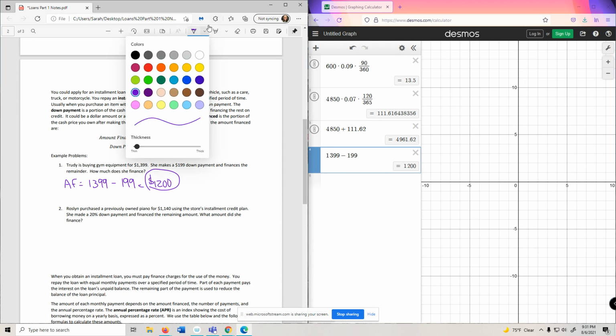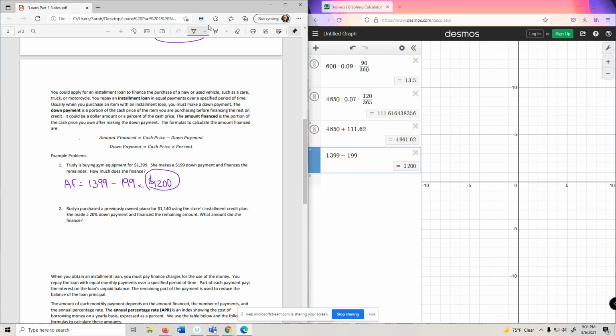Let's try another one. Rosalind purchased a previously owned piano for $1,140 using the store's installment credit plan. She made a 20% down payment and financed the remaining amount. What amount did she finance? First, we need to find the actual dollar amount of the down payment. We find that by taking the cash price, $1,140, times the percent. Remember that 20% becomes 0.20.